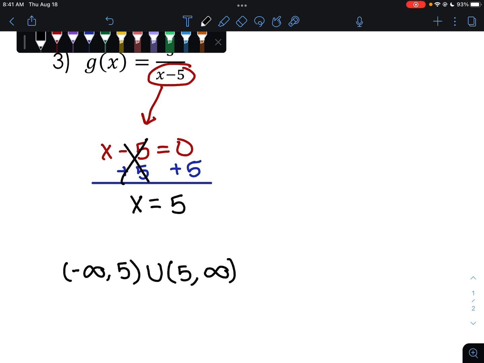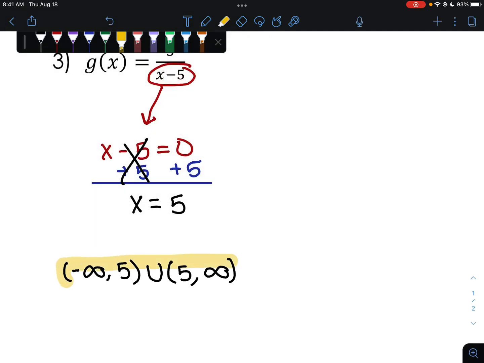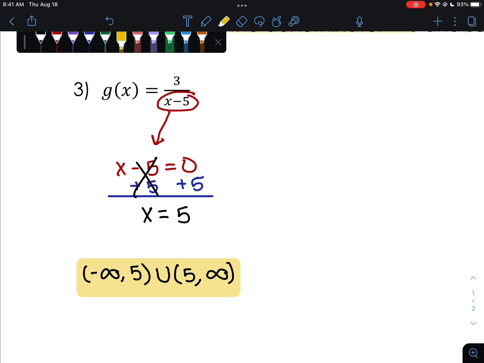So the U is just representing "and." So I have negative infinity to 5 and 5 to infinity. The reason there's parentheses on the 5 is because we do have an asymptote at 5. And so we get really close to it on the left side, and then we jump over it and get really close to it on the right side, and then we go on to infinity. So this would be our interval notation that represents the domain of g of x.